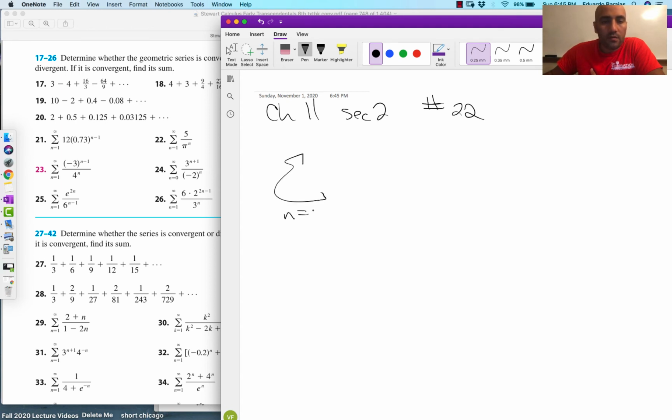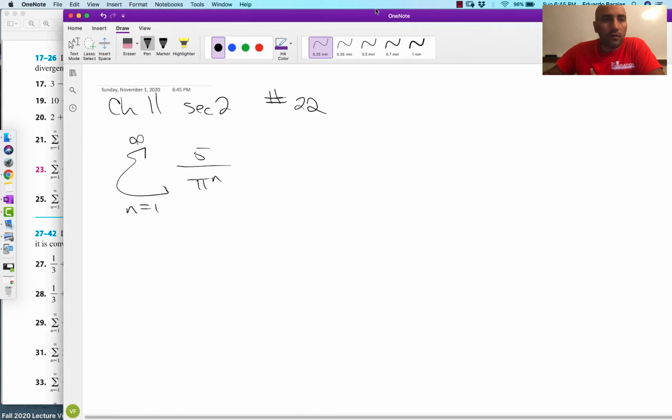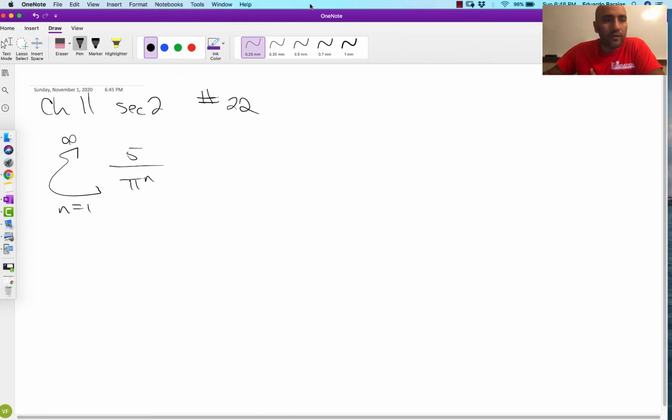So we get the sum from n equals 1 to infinity of 5 over pi to the nth power. Okay, so in order for it to be a geometric series, it must be that I can manipulate this, rearrange it so it fits the form of some constant times some other value r to the power of n minus 1, as n goes from 1 to infinity, right? This is a geometric series.